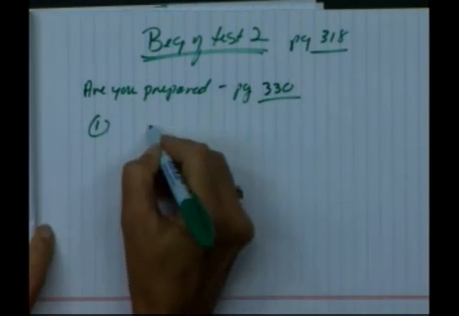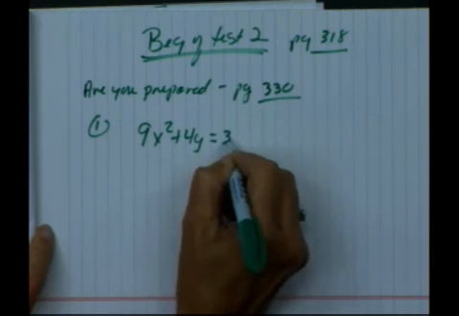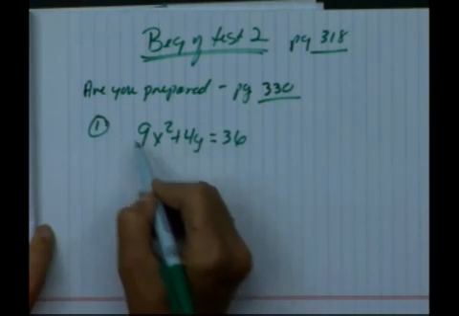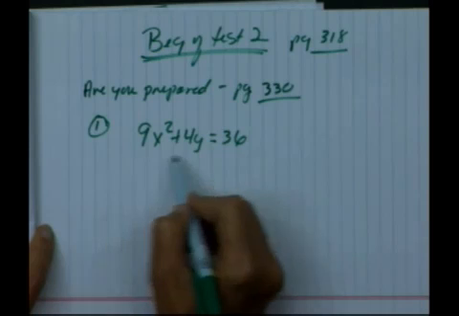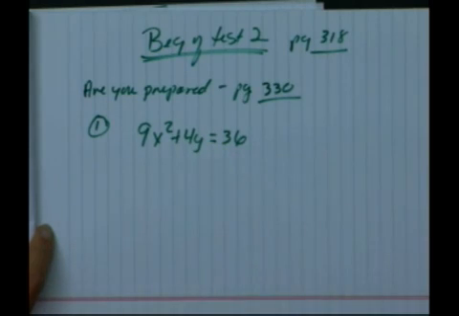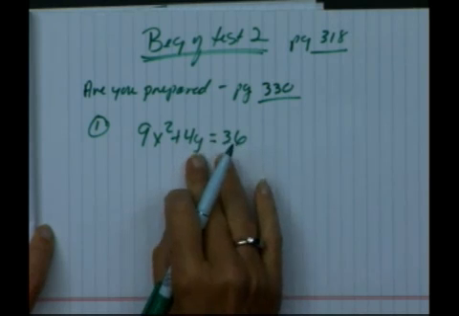Okay, number 1, you've got 9x squared plus 4y equals 36, and you're asked to find intercepts. But I want to go a step further. What's the graph of this going to be if you were going to graph it? Parabola. A parabola. You're exactly right. It is a parabola. Can you tell me if it's going to open up or down? Up. You would need to rewrite this as y equals.